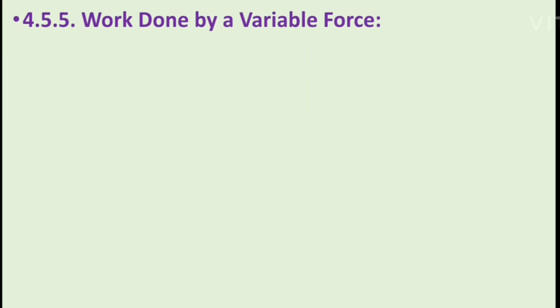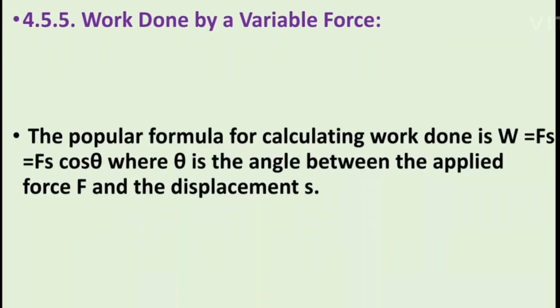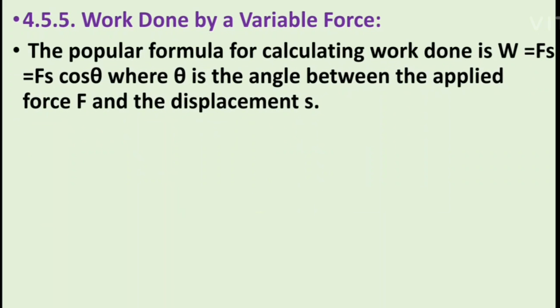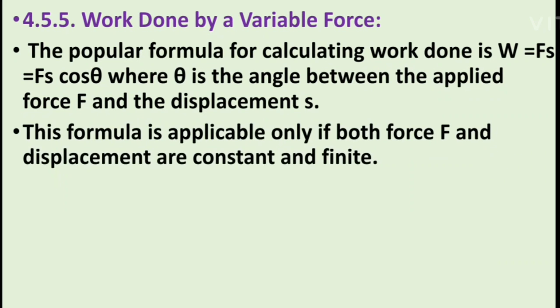Next point is work done by a variable force. The popular formula for calculating work done is W is equal to Fs, which is Fs cos theta, where theta is the angle between the applied force F and the displacement S. This formula is applicable only if both force F and displacement S are constant and finite.